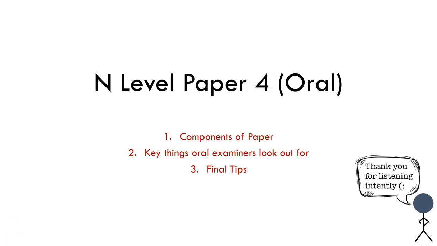Hi, in this lesson, we're going to look at some things regarding paper 4 of your GCE N-Level English examinations. Paper 1 deals with writing, paper 2 deals with comprehension, paper 3 deals with listening, and paper 4 deals with oral examination. In this lesson, I will bring you through the components of the paper, as well as look at some of the key things that oral examiners look out for when they are assessing you during an oral examination. And this lesson will end with me sharing with you some final tips for the oral examinations.